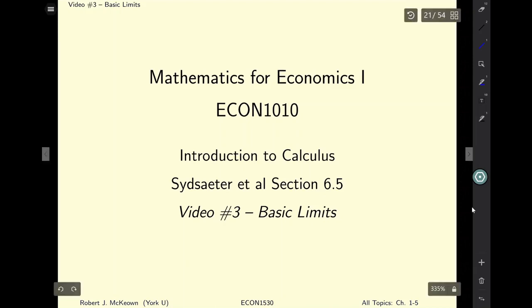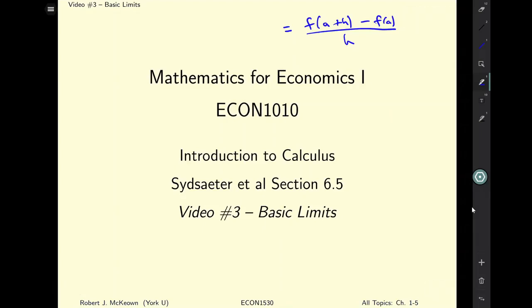So if you remember in our last video, we had the Newton quotient. And we had a formula that said f(a + h) - f(a) over h. And if h got very, very small, we'd be able to find the slope, or what we call the derivative of the function f. To be able to make h as small as possible, we need to introduce the concept of limits. And that's what this video is all about.